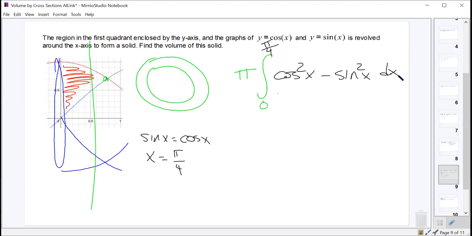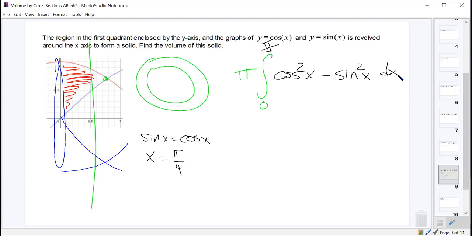Any thoughts on how to integrate cosine squared minus sine squared? Cosine squared minus sine squared, that'll look familiar to you. All right, we're going to go back once again to that piece of paper that I posted and told you that you should memorize. It says required trigonometric identities. You guys all remember that paper?